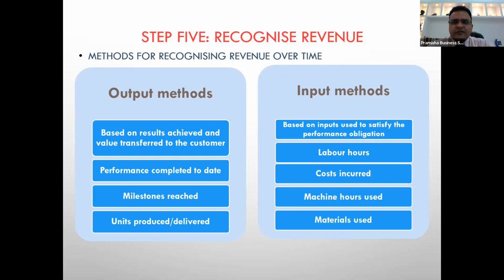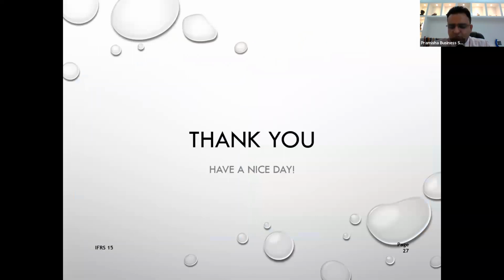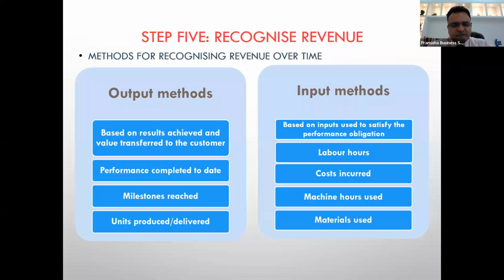So 20,000 out of 60,000 can give us a percentage. Material used on the project, total expected cost of the material, and how much material we have used till date, total expected material to be used, that can become a basis. We have more methods, more bases now, which are going to give us a fairer presentation.